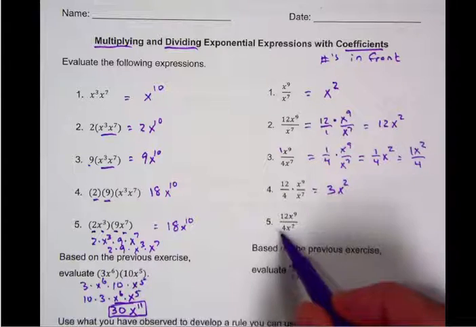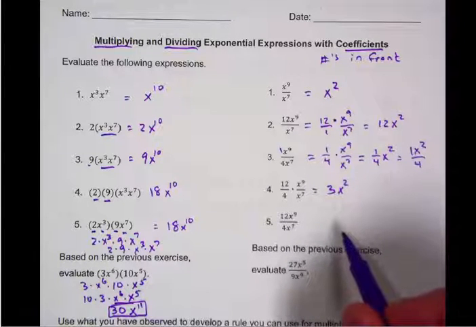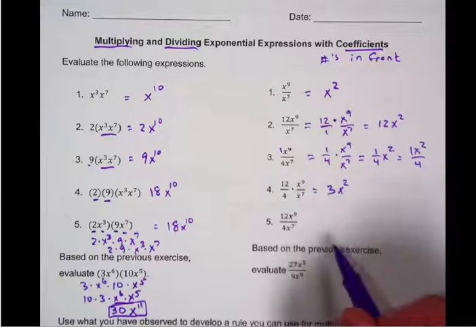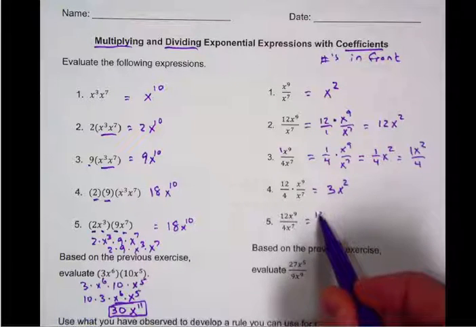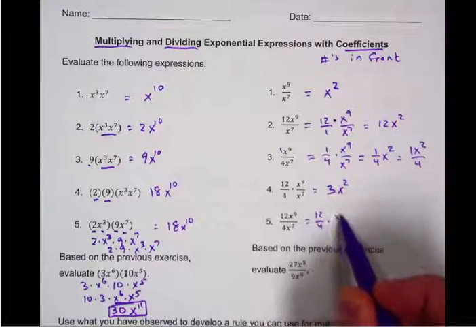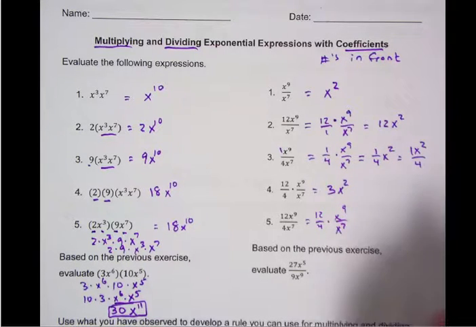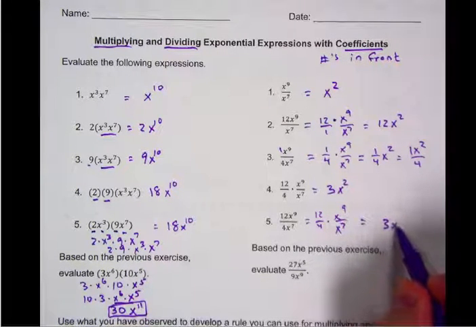12x to the 9th over 4x to the 7th. Basically, it's just a put together version of this. So I'm going to separate it back out as 12 over 4 times x to the 9th over x to the 7th, which is equal to 3x squared.